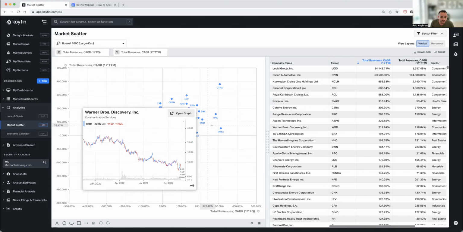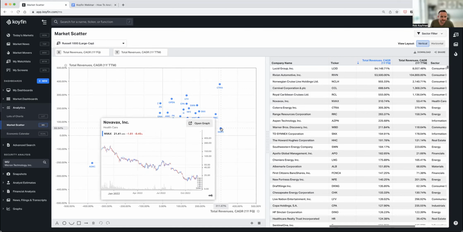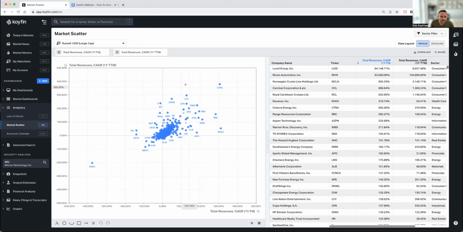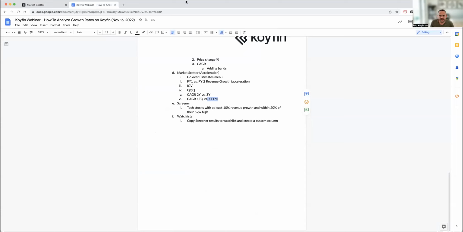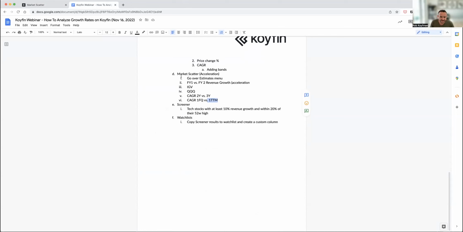This company, Warner Brothers, looks like their growth is accelerating. This company, Novavax, their growth is accelerating. Again, this doesn't mean that you should buy the stock, but this is a good way to think about a screen, and which companies potentially fall in that screen and which ones you want to start doing research on. So that's about it for the market scatter plot. Please use it. It's a great function, super powerful.